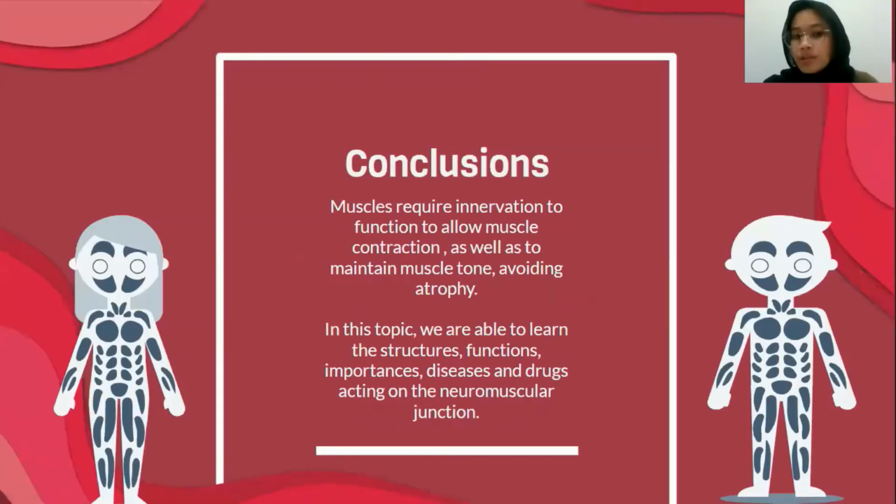To come to the conclusion, muscle requires innervation to function, to allow muscle contraction, as well as to maintain muscle tone to avoid atrophy. In this topic, you are able to learn the structure, function, importance, diseases, and drugs acting on the neuromuscular junction.